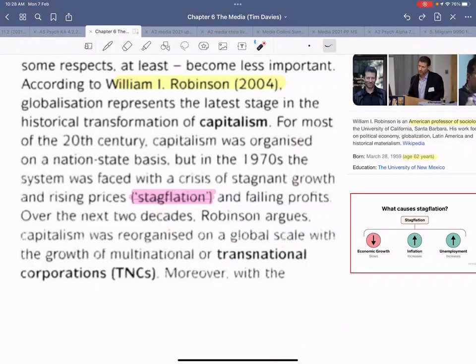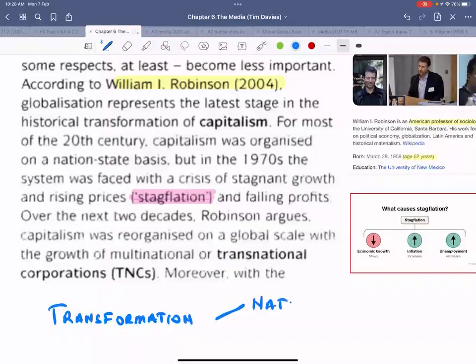So, hum baat kar rahe hain ek transformation ki. We're talking about a transformation over here. Let me just write this down so that it gets easier for you to understand. We're talking about a transformation. Transformation of what? Transformation of capitalism from relying on nation states to going all global.